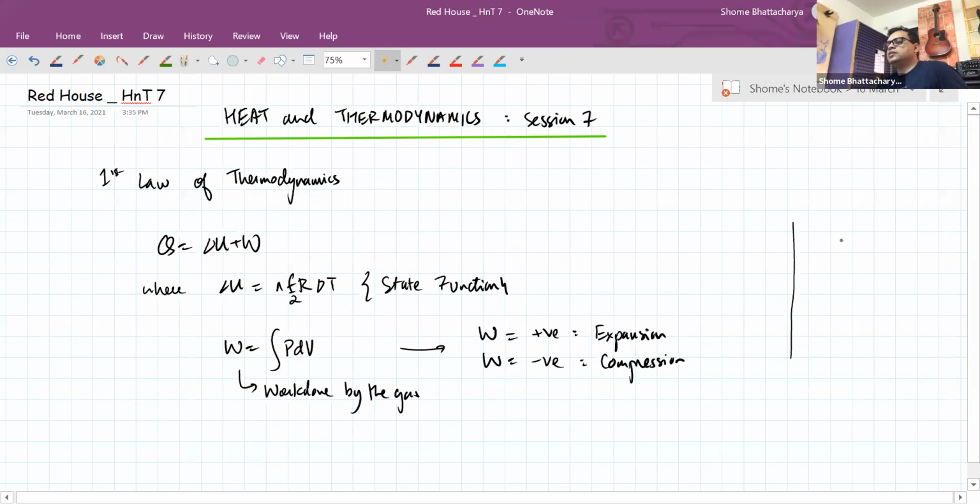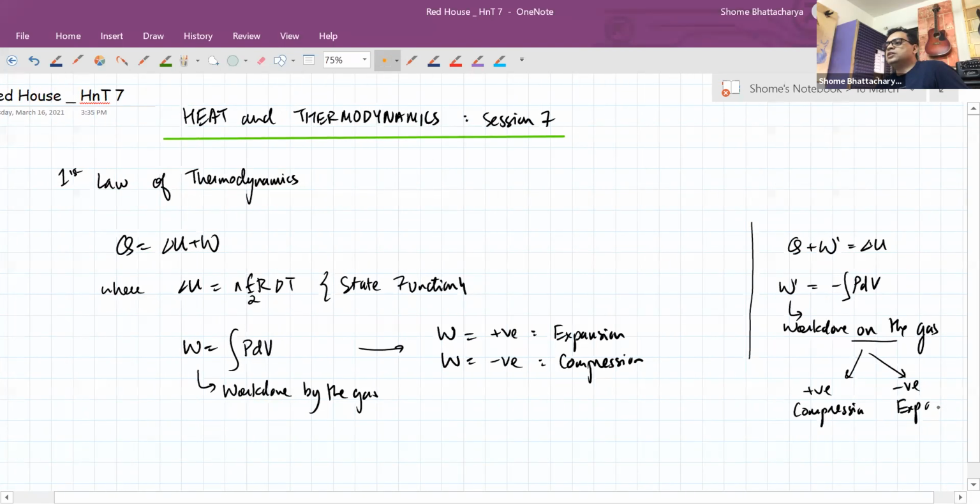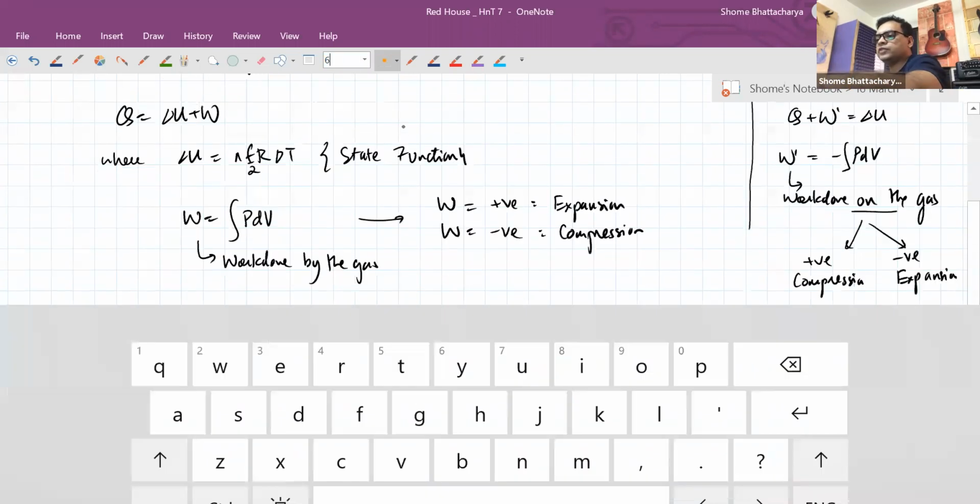Whereas you have also seen that in another way, you can write this as Q plus work done, but I'll write that as W prime, is equal to delta U. But in that case, your W prime is not work done by the gas, it is work done on the gas. So it really depends on how we are expressing the work done term. So that becomes minus integration of PdV. So work done on the gas is positive for compression and it is negative for expansion. Whereas if we write it as work done by the gas, then it's the other way around. So this is something that we had discussed in the previous lecture. Just giving you a quick recap of that.